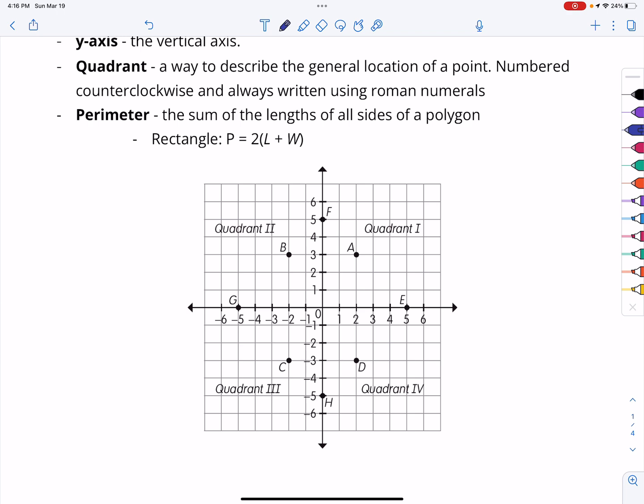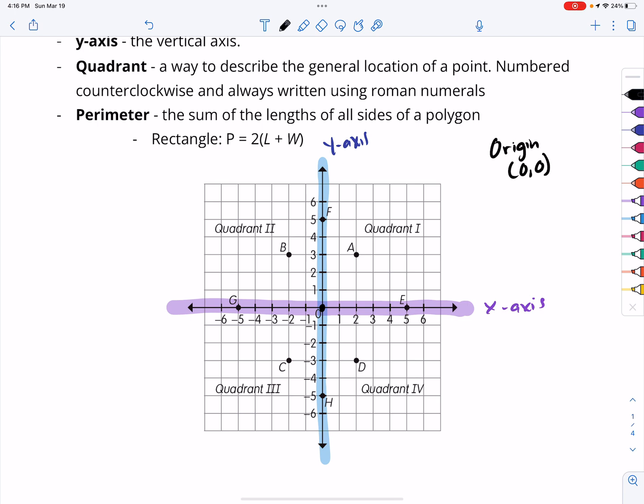So looking here at this picture, first off, going horizontally this way, we would label this as our x-axis, and vertically is our y-axis. And then, as you can see, those both intersect at this point here in the center called the origin. And I guess I probably should have added that to our list of vocabulary. But origin is the point 0, 0, where the two axes intersect.